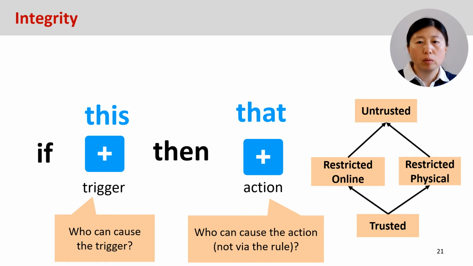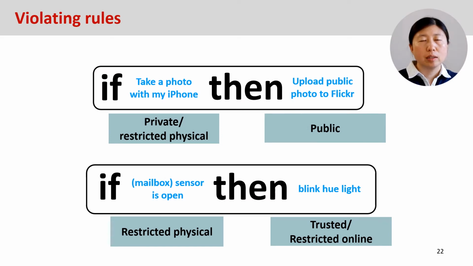On the bottom, we have trusted, meaning only the device owner or the service owner can trigger it. On top, we have untrusted, meaning anybody can trigger it. Given the lattices, now we can actually explain some of the violating rules.